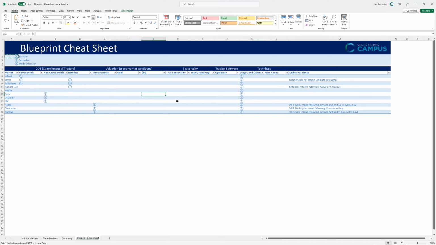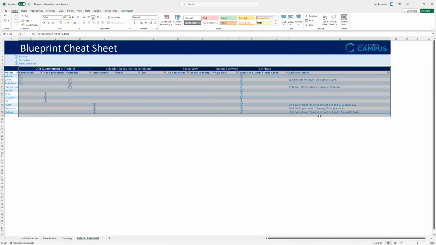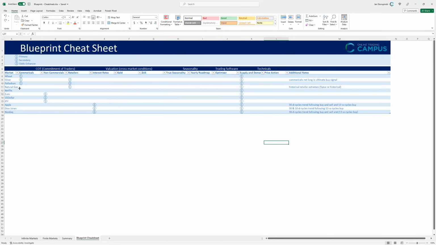So for all of the markets that we cover, I want to create this sheet, this blueprint cheat sheet, right? And this is something that you want to maintain for the rest of your trading career, because all your key learnings, and you should put more additional notes here, right? Because a lot of things that I'm saying, I'm not even writing down, but a lot of the things that you're learning as you go, you want to write them down, right?